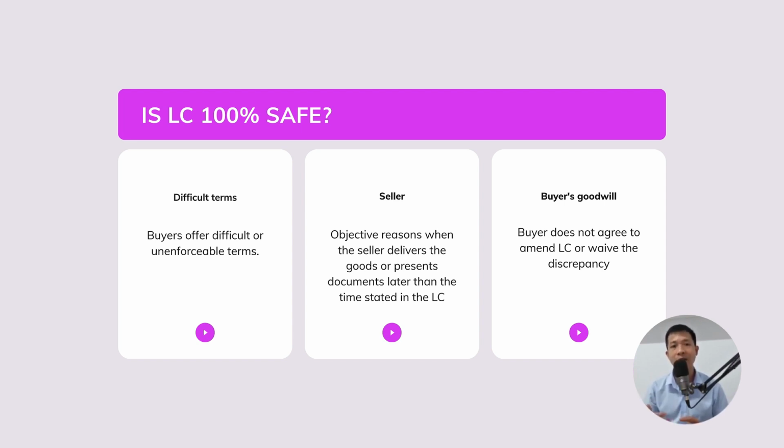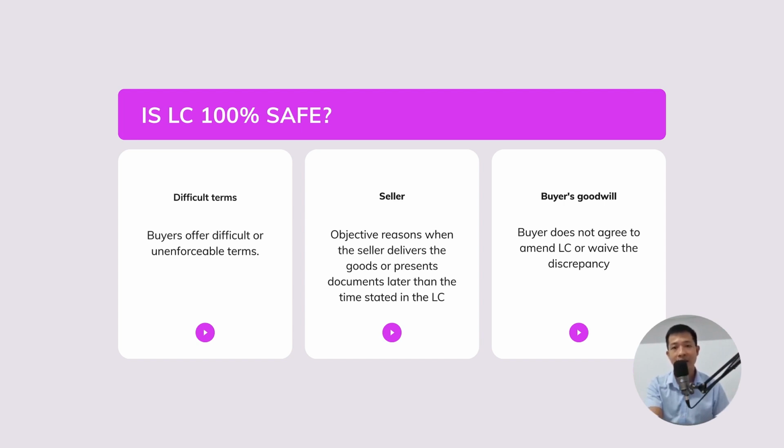The buyer may intentionally include difficult or even impossible terms for the seller, making the LC invalid. And when the LC is invalid, they have the right to refuse payment. So please remember, with an LC, you need to check whether the terms in it are difficult or hard to fulfill. If you are the seller, you need to check everything very carefully.